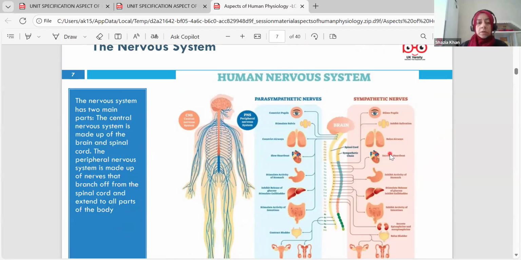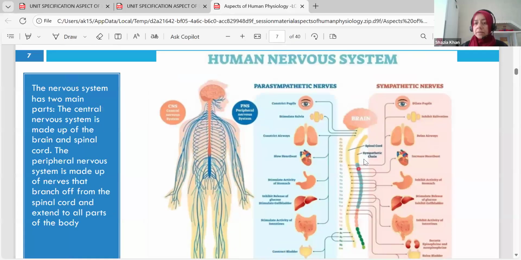So the nervous system has two main parts, as I said, the central nervous system and the peripheral nervous system. The central nervous system is made up of the brain and the spinal cord. The peripheral nervous system is made up of nerves that branch off from the spinal cord and extend to all parts of the body.